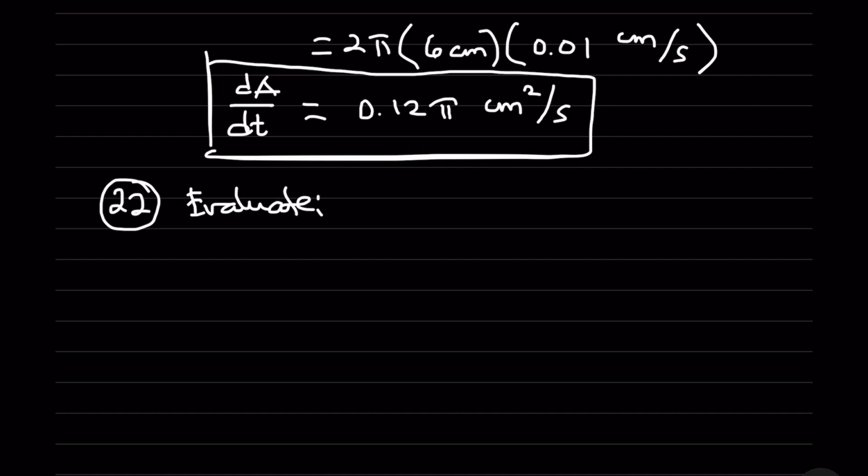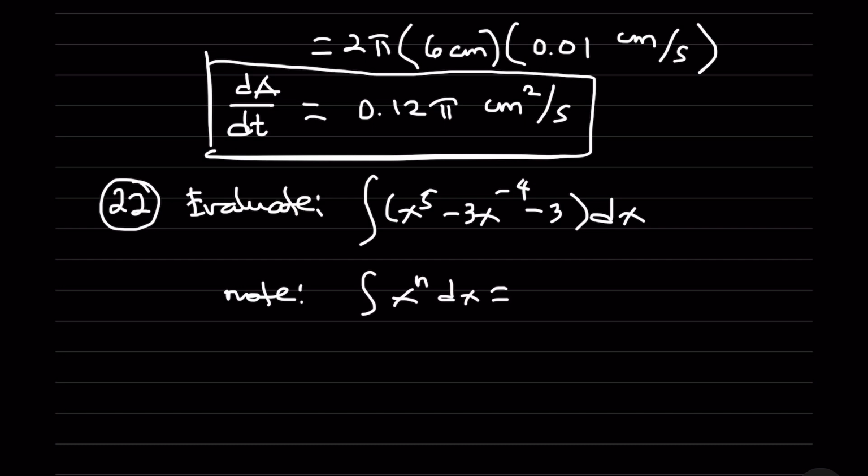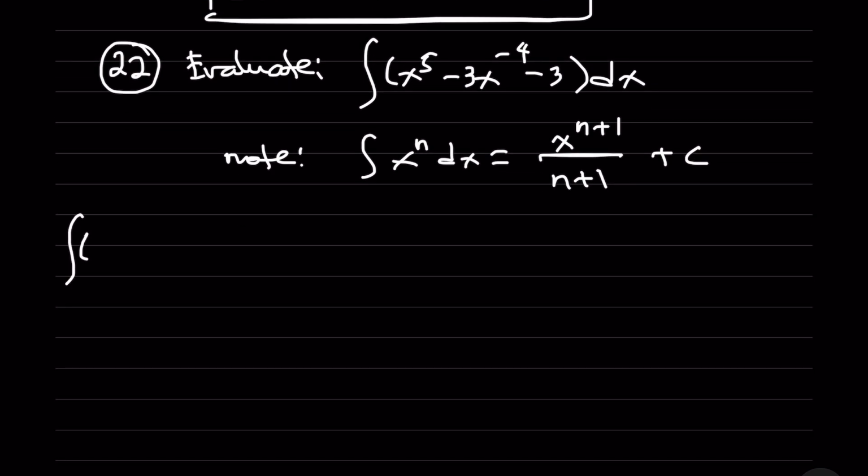Next problem, number 22. Evaluate the following. The integral of x to the fourth minus 3x to the negative 4 minus 3 dx. So we take note that this is simply getting the antiderivative of a polynomial. So we take note of this equation.